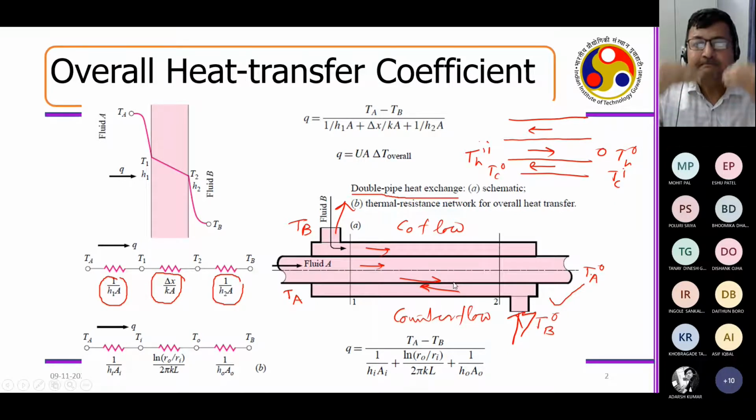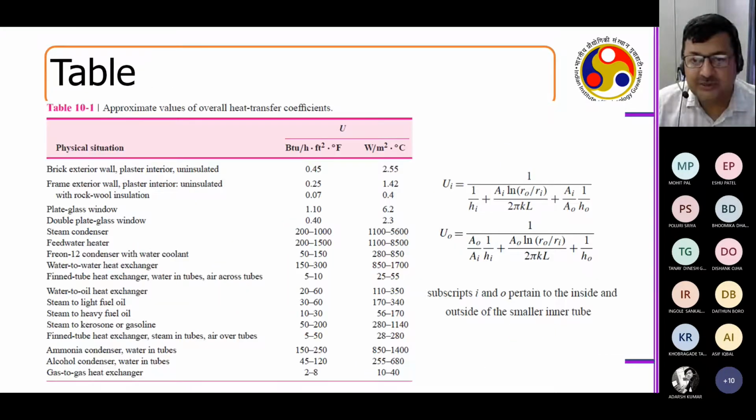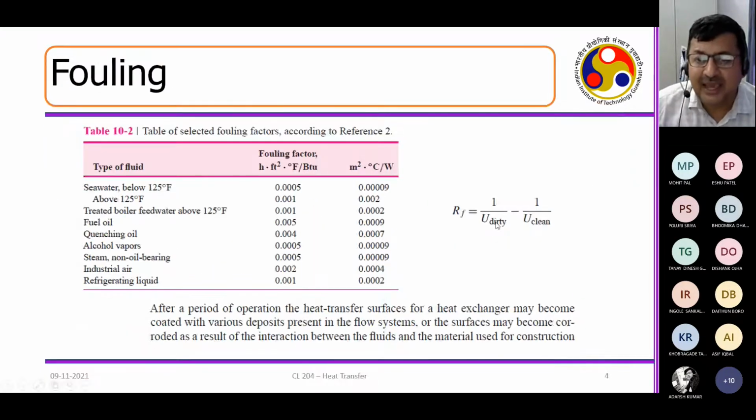Iron will get converted into iron oxide. There will be deposition of different types of dissolved particulate matter on the wall of these pipes. So in that situation, over a period of time you may develop certain resistances, and that additional resistance is called the fouling factor.